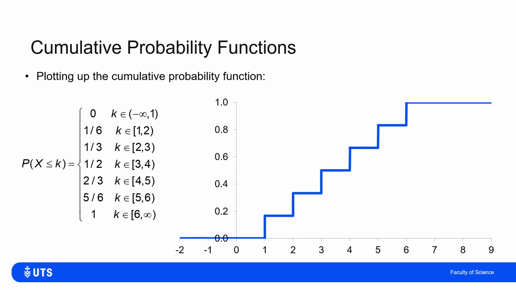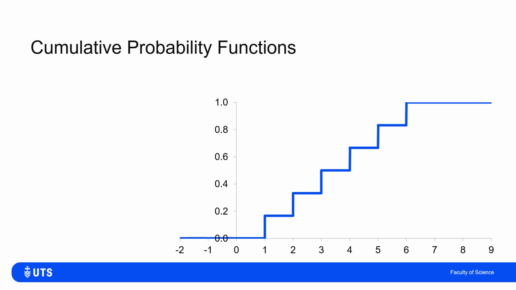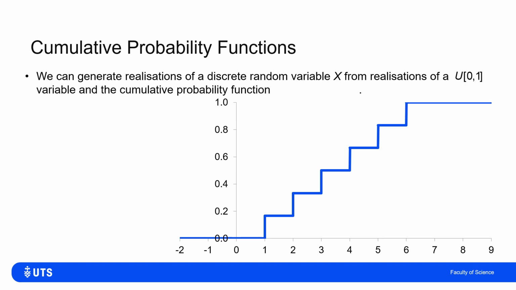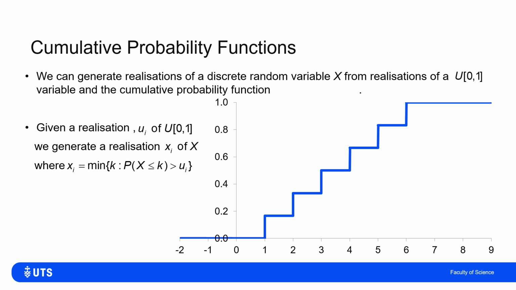Now, this might seem like an overcomplication of what we've already seen. We already knew how to simulate discrete outcomes, so why do we need to start plotting cumulative functions? Well, the full answer to that will actually come in the next section. We can use these cumulative probability functions to generate realizations from a discrete probability mass function. And the way that we do this, well, if I write it down, the rule looks quite complicated.